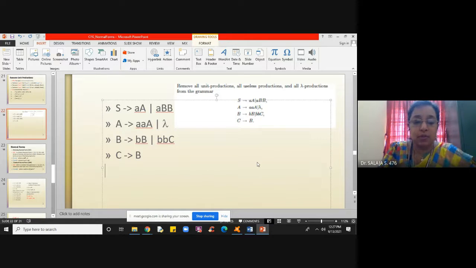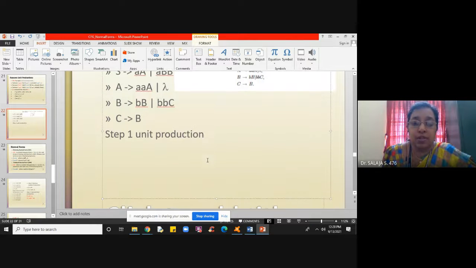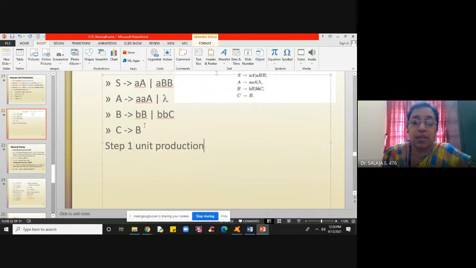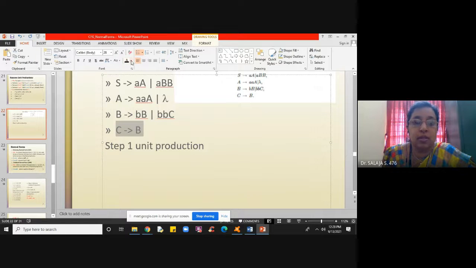The first one, we'll go ahead with step 1, where we will try to identify the unit production first. So we'll try to remove the unit production. Which one is the unit production? In the previous case, C produces B is the unit production. Fine. C produces B alone is the unit production. So what should we do? In the place of B, I am supposed to replace with the right hand side of B's production.